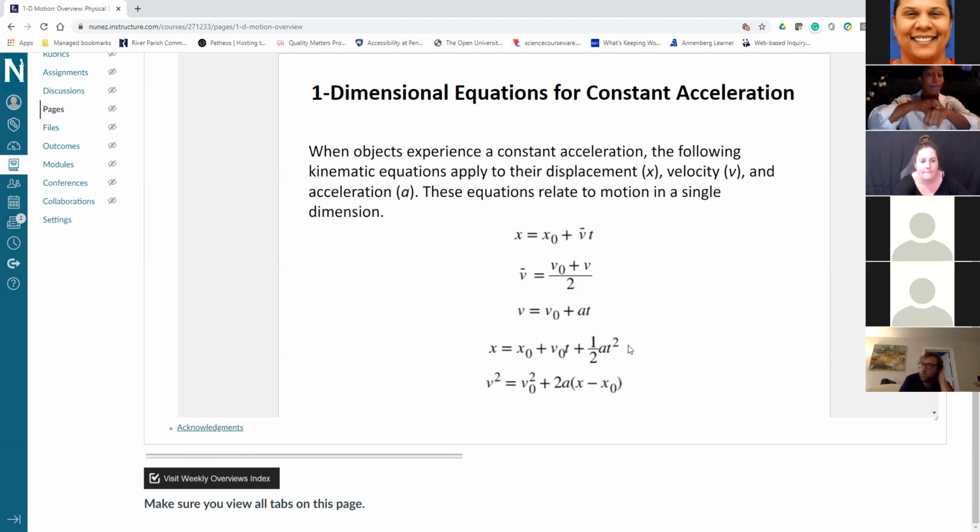So these are what we call the kinematic equations of motion, and we utilize them to describe a moving object that is moving with a constant acceleration.